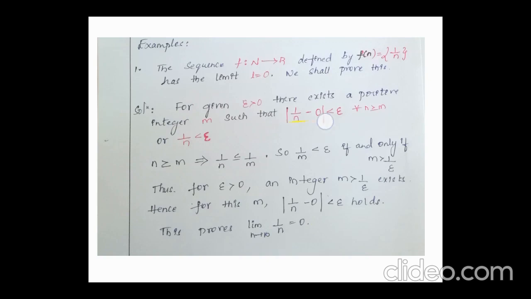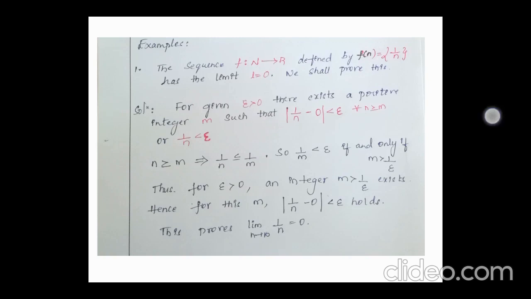Okay, so this must happen for all n greater than or equal to m. Means for given epsilon greater than 0, there exists a positive integer m such that this condition has to be satisfied. Now m greater than 1 by epsilon exists for all epsilon greater than 0. See, for all epsilon greater than 0, there exists m, and for this value of m, this condition holds. Therefore, the limit of 1 by n as n tends to infinity is equal to 0.